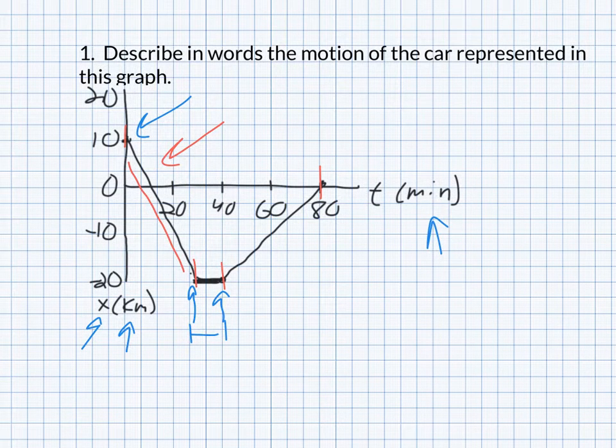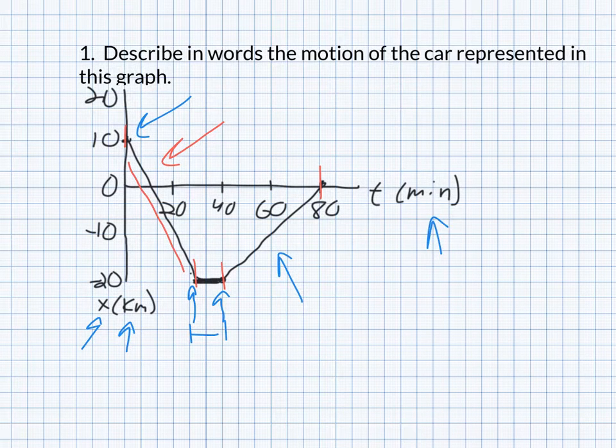And then for the last interval here, we're going to notice a couple of things. That would be this interval stretching from 40 minutes all the way up to 80 minutes. The first one is that this line has a positive slope. So this car is traveling in the positive direction.